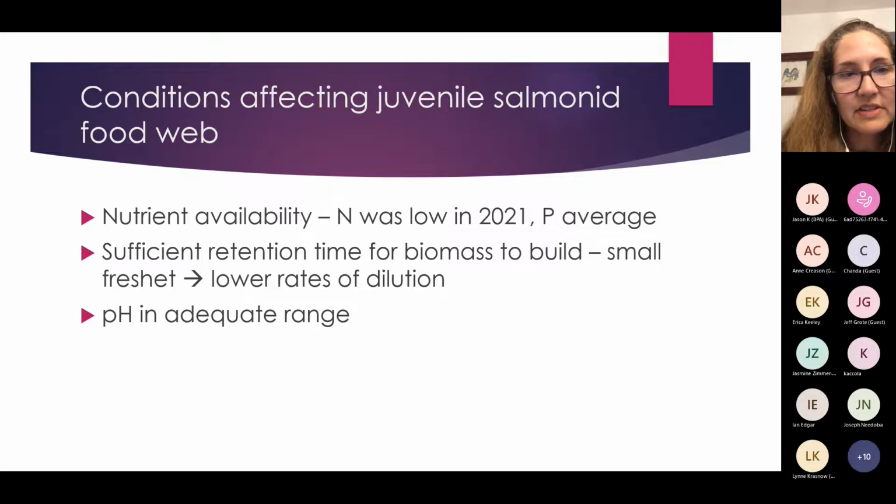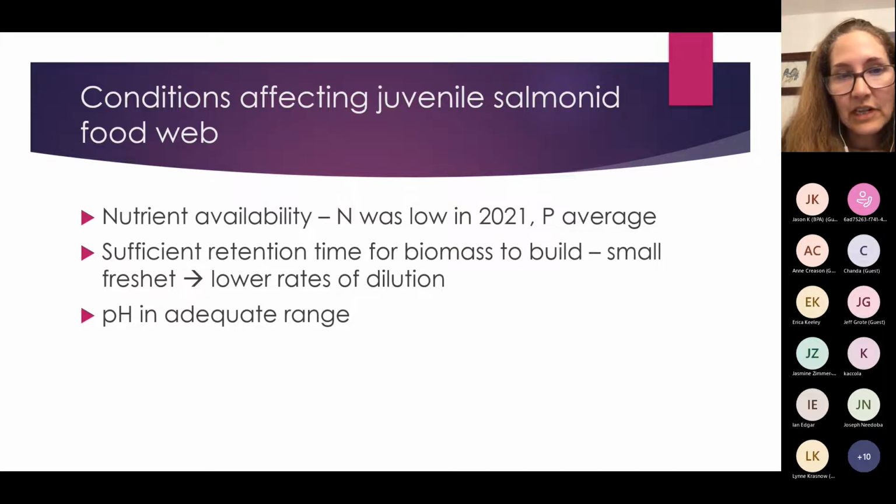And just to revisit the conditions affecting the salmonid food web, nitrate nutrient availability is important. Nitrate was low in 2021. I didn't mention this, but phosphorus was about average. So really that nitrate was a pretty interesting signal.